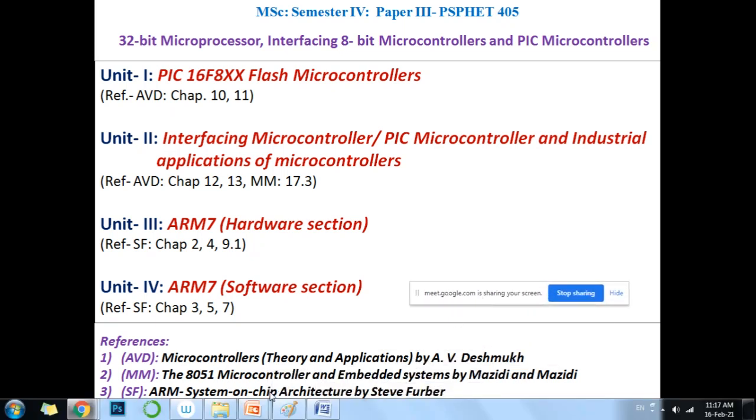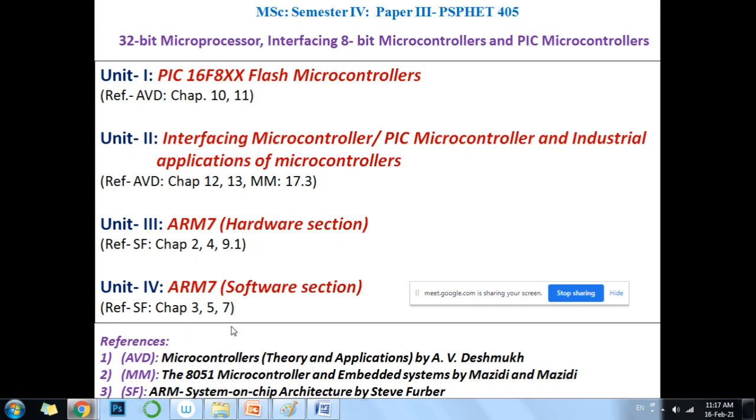References are shown here. The main reference for first 2 units is A.V. Deshmukh, Microcontrollers, Theory and Applications by A.V. Deshmukh, the same book that you used in the last semester for some of the topics. Chapters are specified, chapter 10, 11, maybe 12, 13. One more book which may be required here for some of the topics of this unit is 8051 microcontroller and embedded systems by Mazidi and Mazidi. One or two topics from this unit are taken from this book.